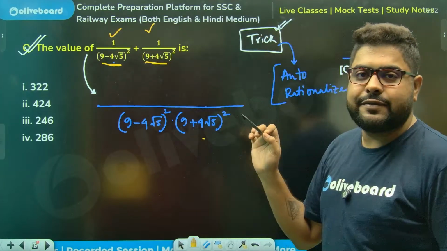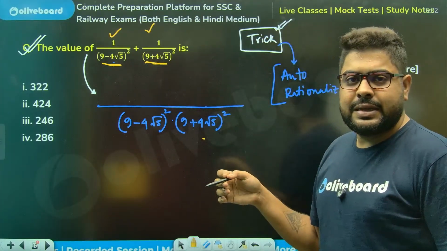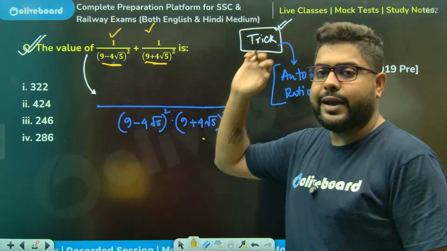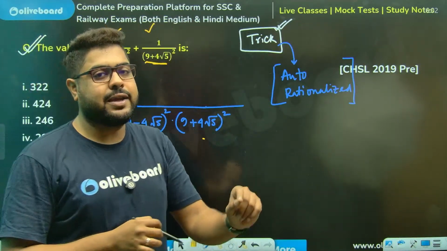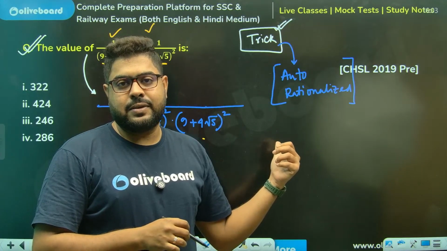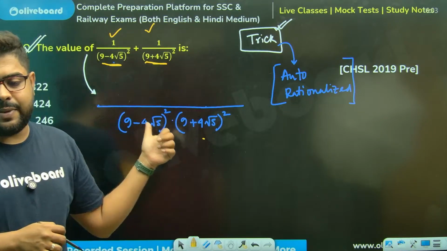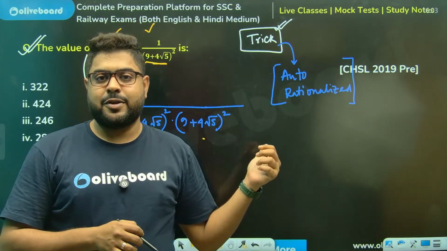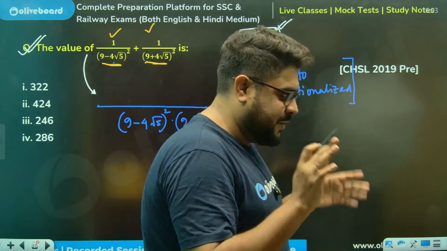I don't need to do this individually, because if I just simply add them, the rationalization process gets done automatically. So what we need to do is identify whether this is happening. Yes sir, this is happening. That's my job, to identify whether this is happening or not. And if it is happening, our job is to let it happen. Don't do anything to it.